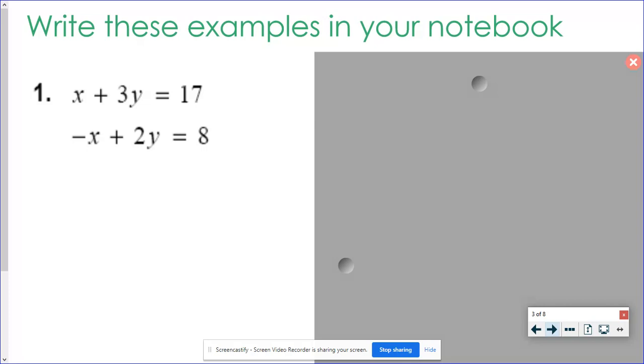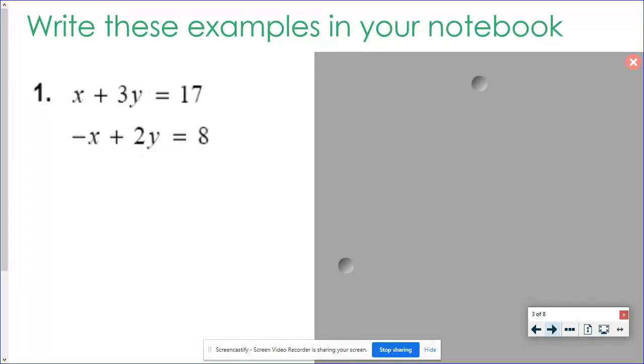So I would like you to be copying these examples down in your notebook today to keep things simple in terms of just starting this method. We will give you problems where one of the variables is already opposites every single time.